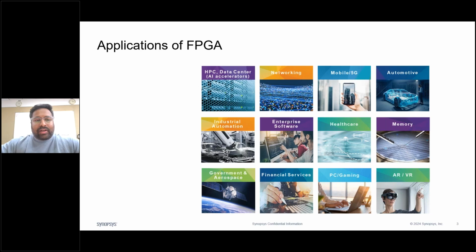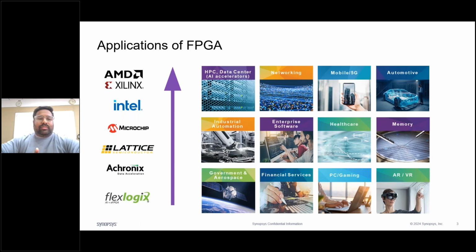So let's look at the different FPGA vendors available in the market. There are different FPGA manufacturers available. AMD is there, which is Xilinx. Intel is there, Microchip, Lattice, Achronix, Flex Logix. These are the big players available in the market, but apart from these, there are other vendors also available. I will try to focus on AMD Xilinx FPGAs, and we will also look at how this FPGA has evolved over the years.